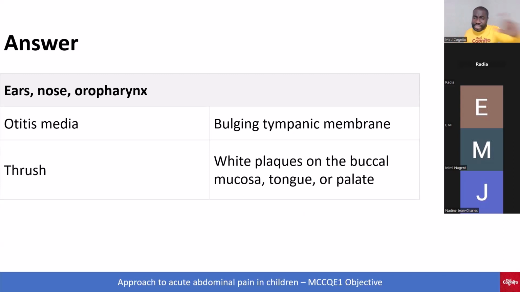What about ear, nose, and throat conditions? I saw that Dr. Kano and some other doctors wrote otitis media. How will otitis media present in your question stem? Bulging tympanic membrane. What about thrush? Thrush will present as white plaques on the buccal mucosa, the tongue, and the palate. That is how thrush will present.